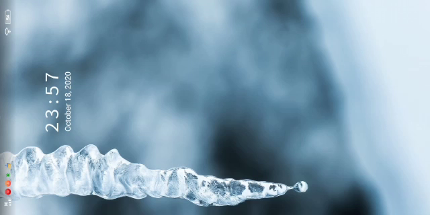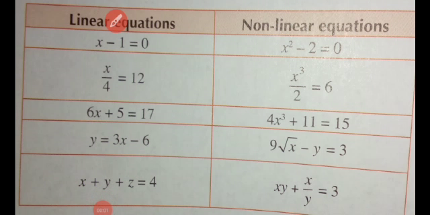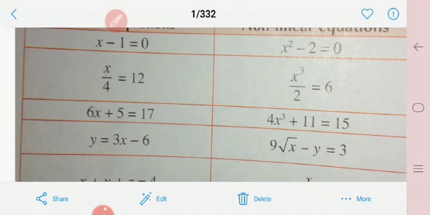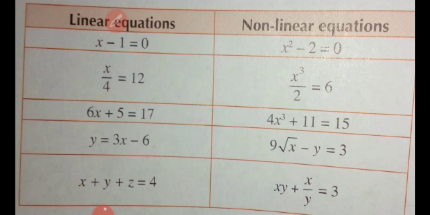Now, on the screen you can see a picture which shows two columns, linear equations and non-linear equations. Actually, our algebraic equations are of two types. The first is the linear equation and the other is the non-linear equation. So what are basic linear equations?